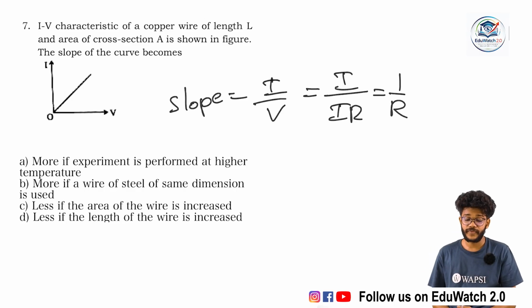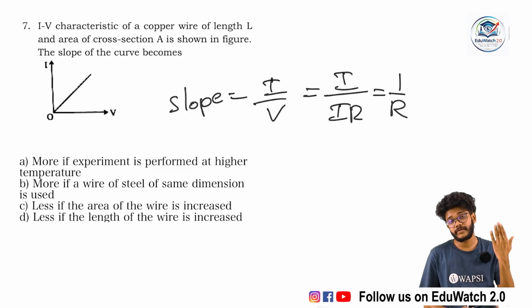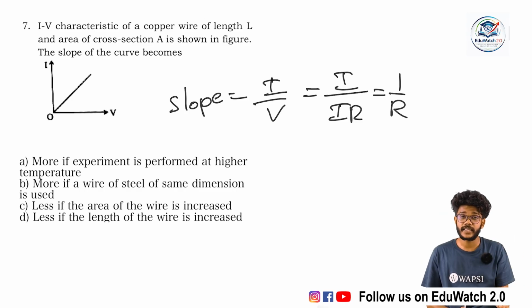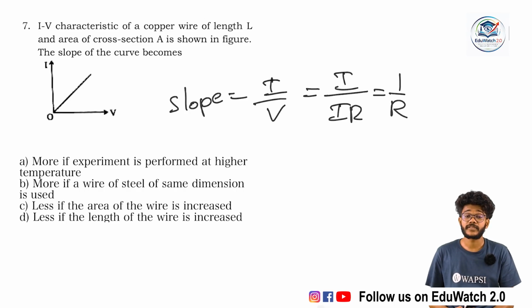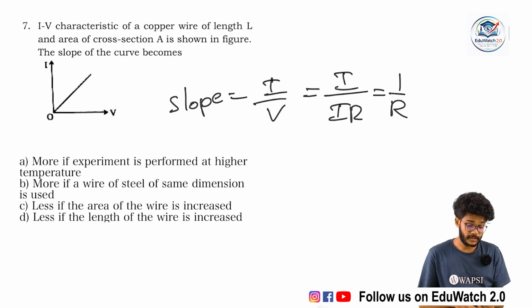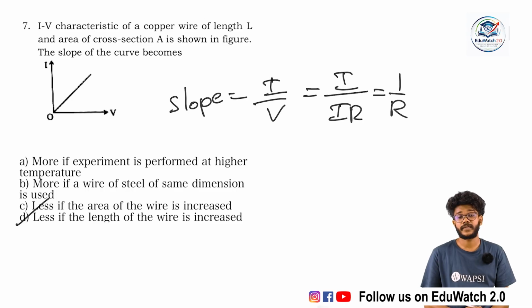Less if the length of the wire is increased. When the length of the wire is increased, the resistance will increase. When resistance increases, the conductance will decrease. That means the slope decreases. So the slope will decrease when L is increased. When L is increased, R increases, and when R increases, the slope decreases. So option D is the correct answer.